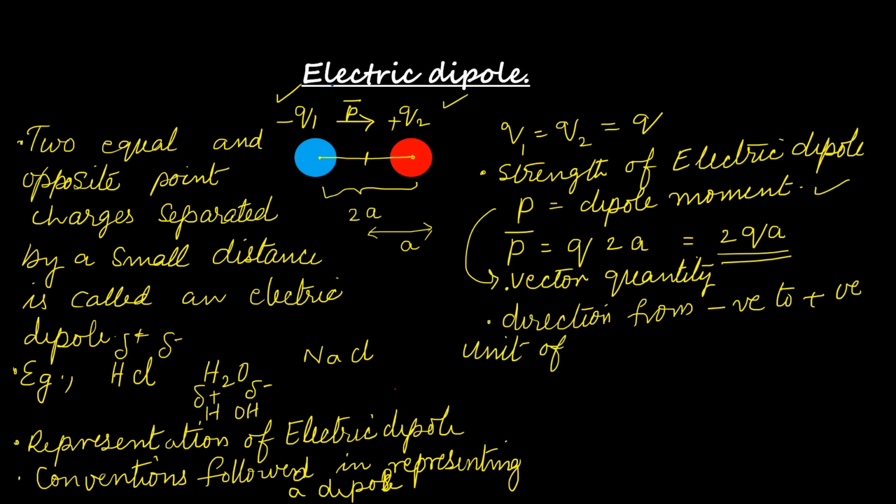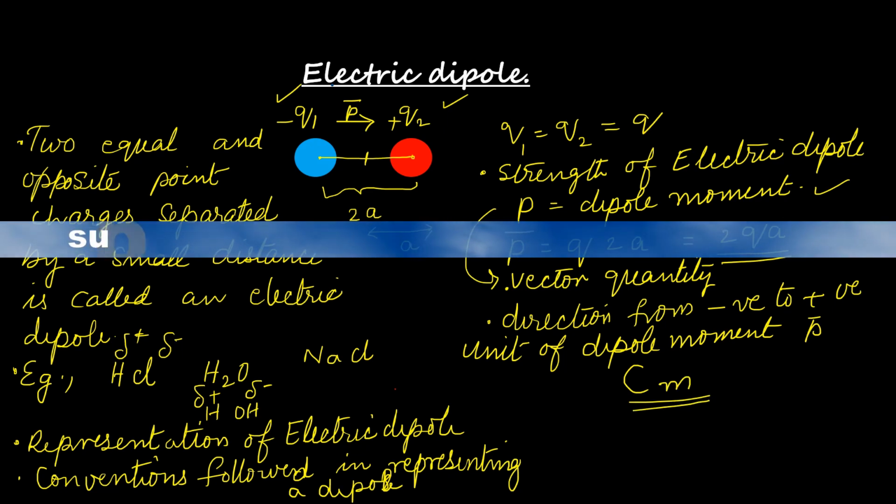Now we will see the unit of dipole moment. See the formula for calculating dipole moment. It is 2qa. So there is charge and then length. So the unit becomes coulomb meter. Do not confuse this with centimeter. So represent coulomb in a pretty big letter.